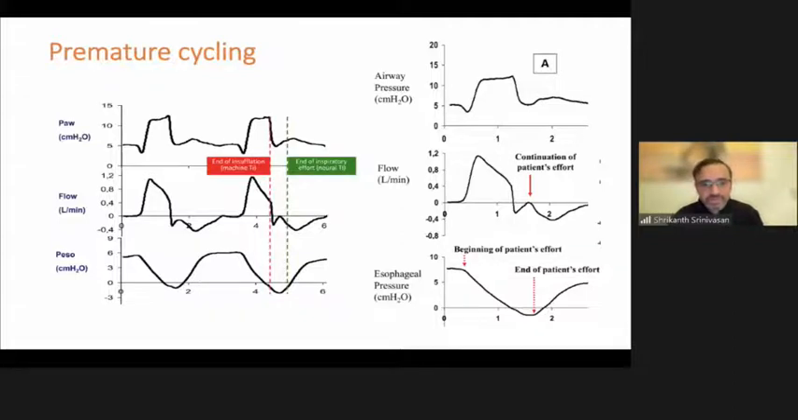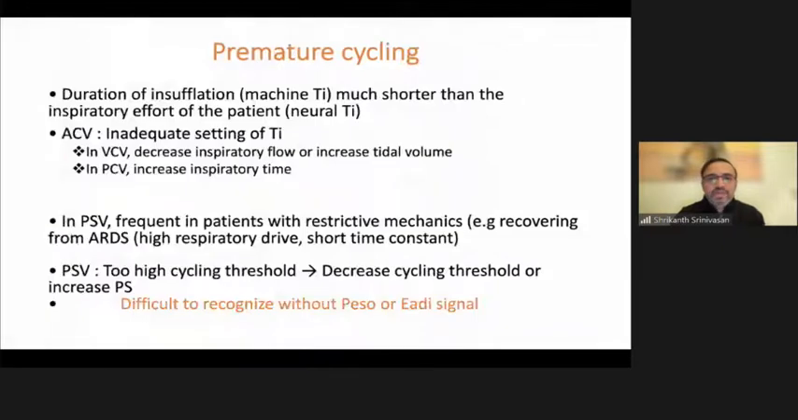Premature cycling. Here you can see in the esophageal waveform that there is a negative deflection associated with this. That means that the inspiratory phase was still going on. The negative deflection on the esophageal waveform means that the inspiratory effort is going on. So there is still a negative deflection in the esophageal tracing. You can see this corresponds to this. You can see this happening right here. So this correlates with premature cycling. So effectively, the machine inspiratory duration is shorter than the inspiratory effort of the patient.